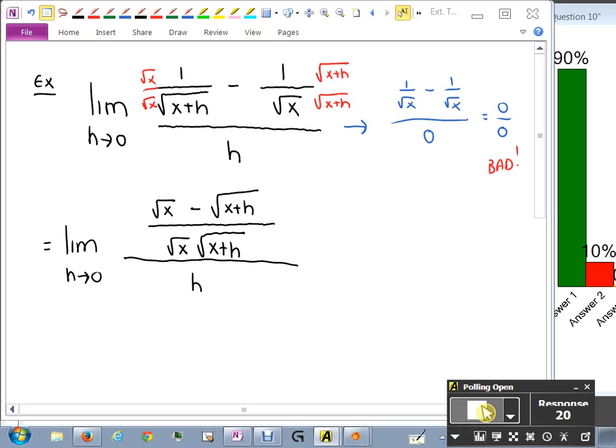Now, if you check yourself, as h goes to 0 here, you would still get 0 over 0. So we're not done yet. In order for us to know that the limit's going to be okay, that we can actually take the limit, we need this h to go away eventually. We need to cancel it somewhere. So what now?